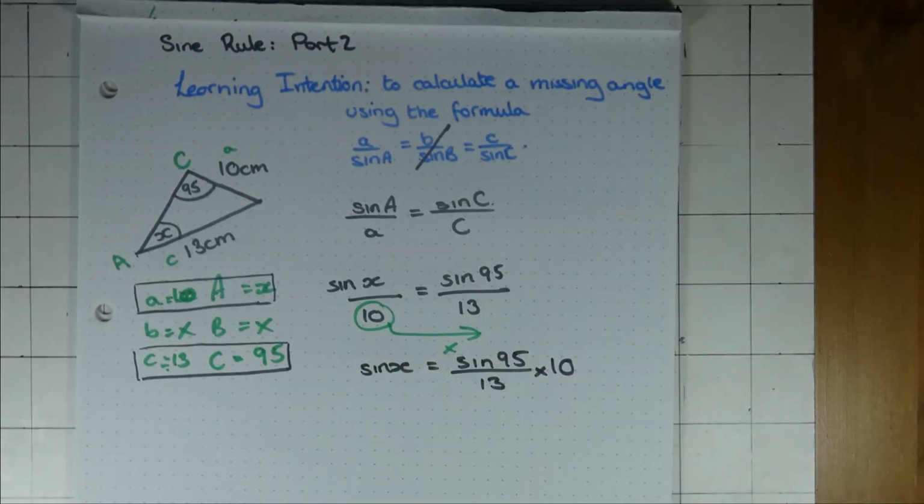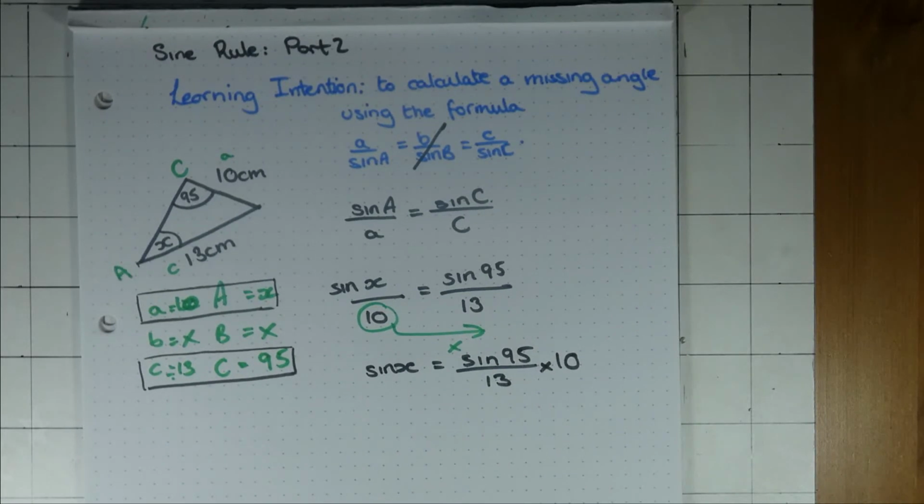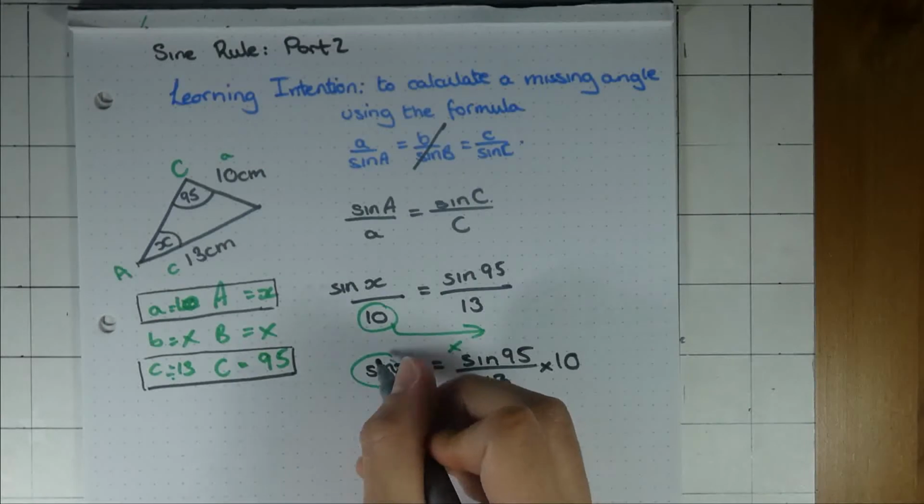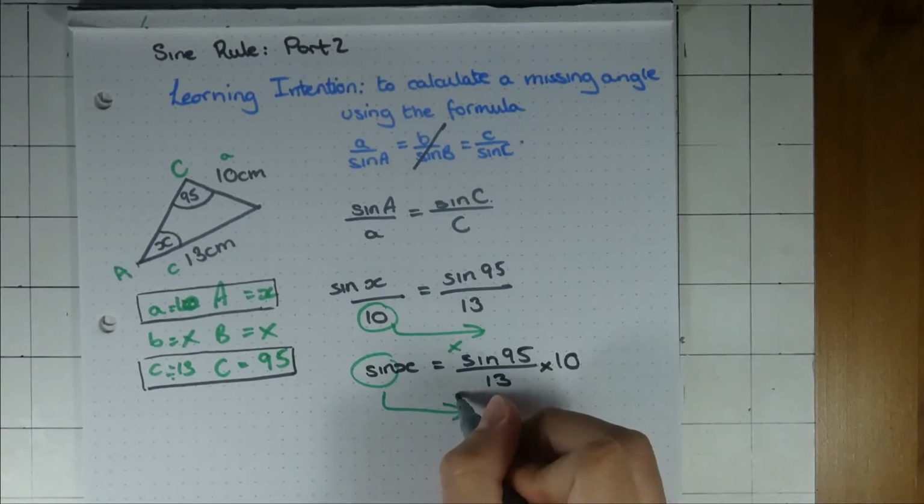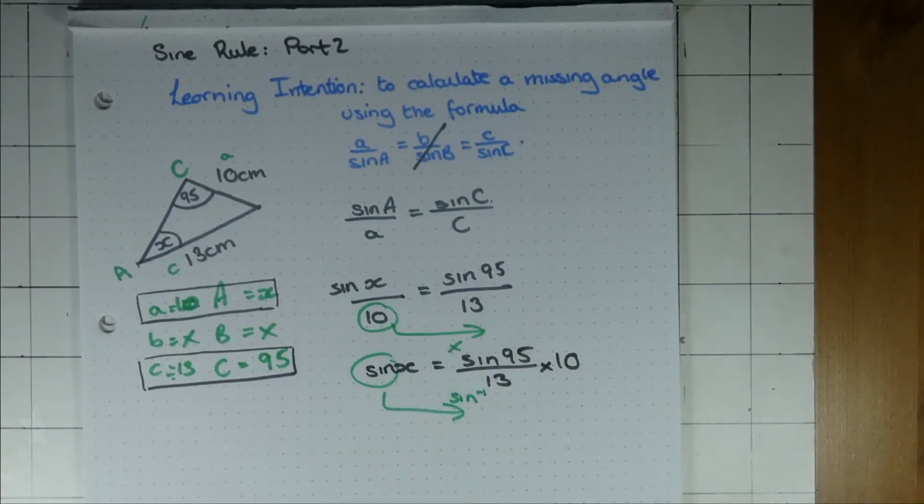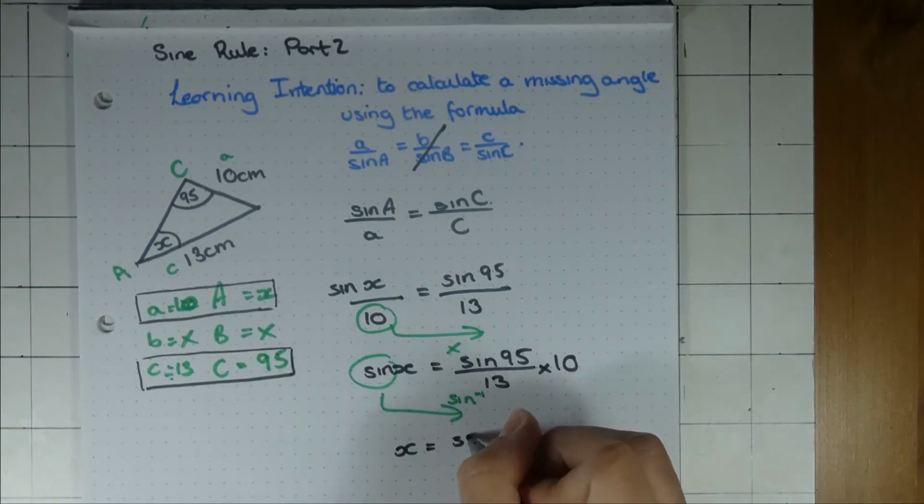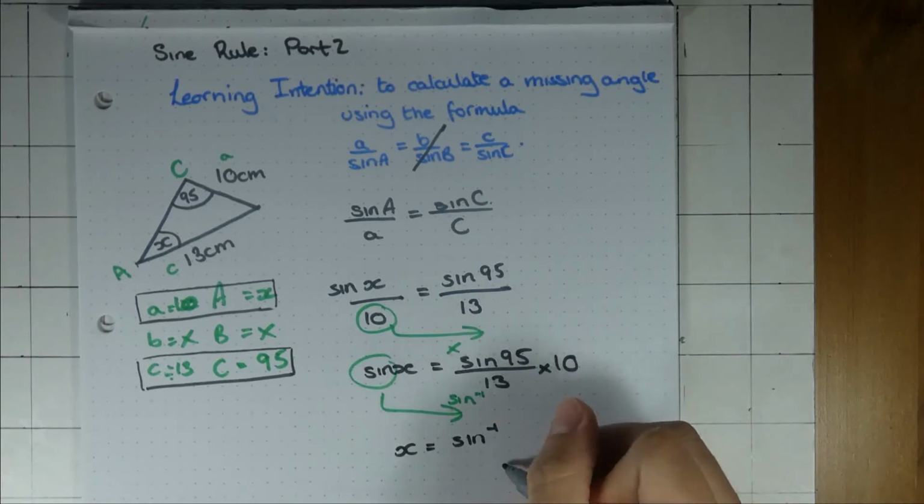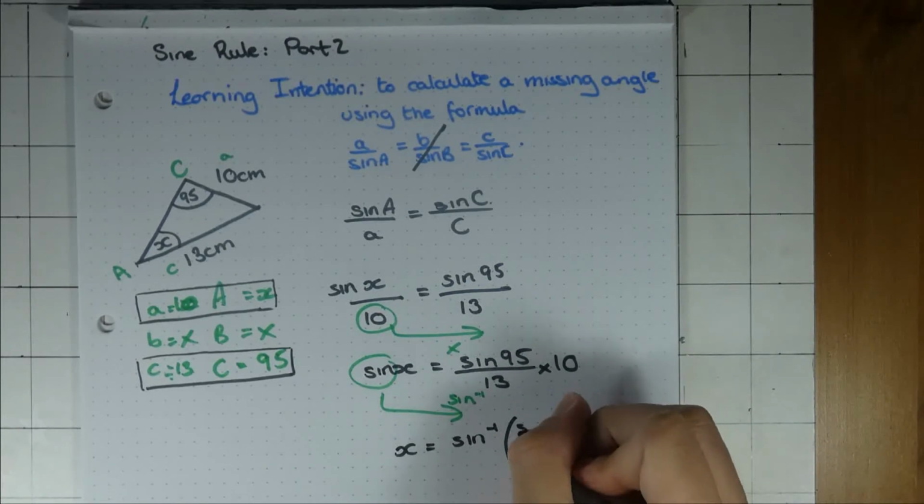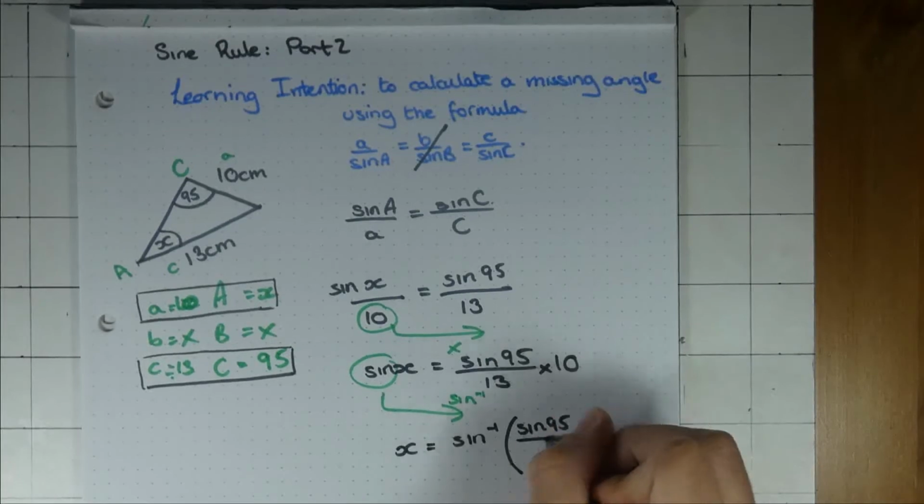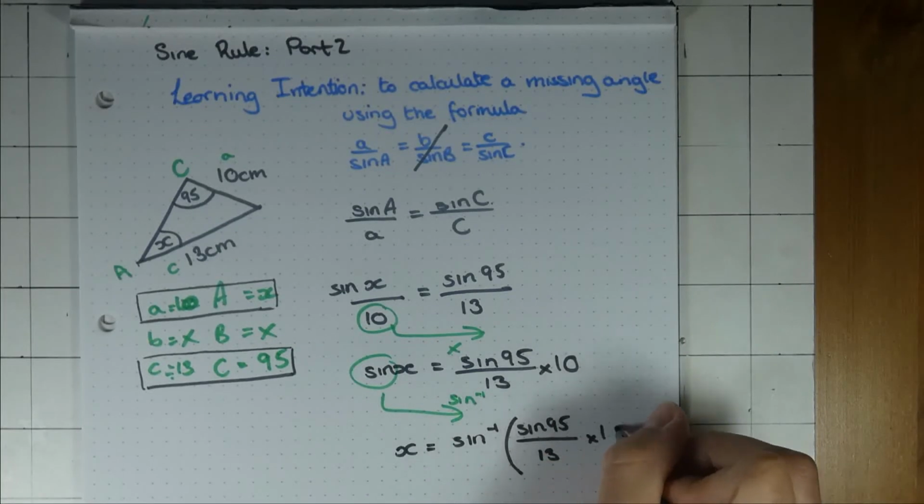And this is that little extra step we have to do because it's an angle. We have to get the sine to the other side, and when we do, it's going to be sine inverse. So we are going to have X equals sine inverse of sine 95 over 13 times 10.